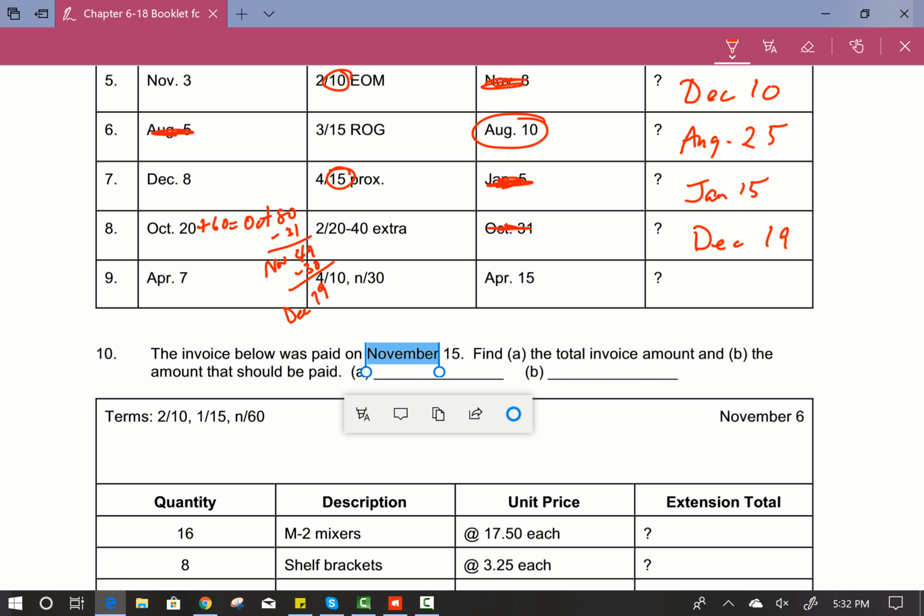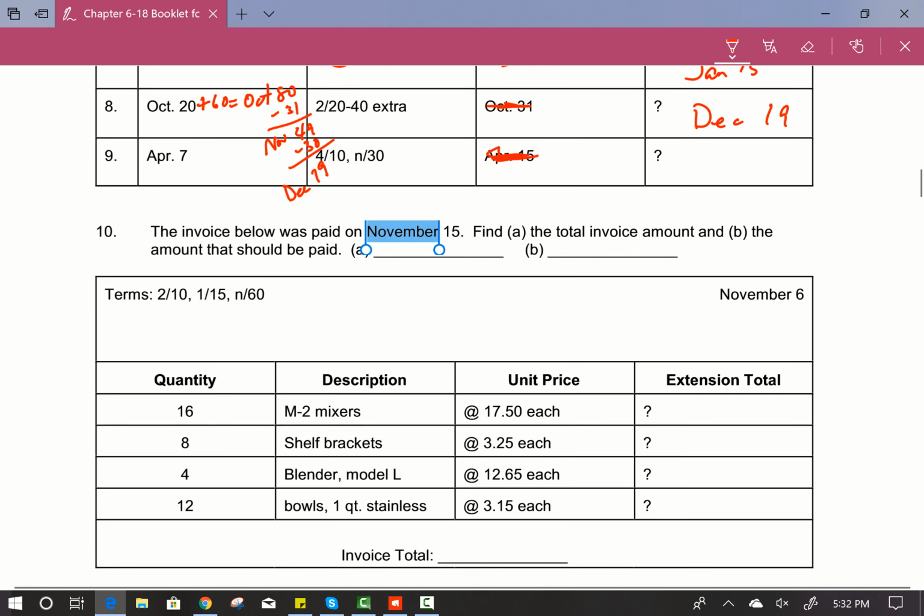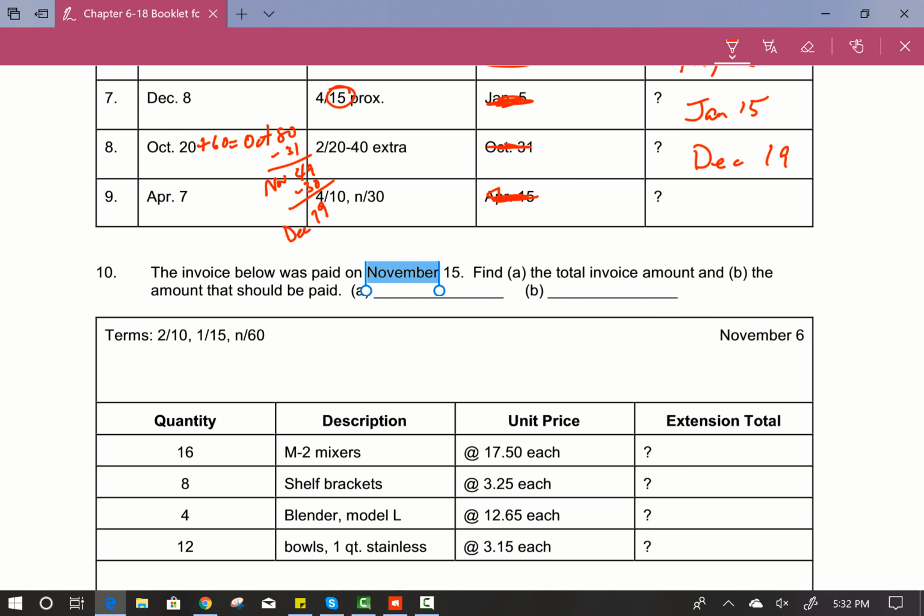April the 7th, we have terms of 4% discount within 10 days, and net is due in 30. So we're not going to pay any attention to the date that the goods are received. So the 7th plus the 10 days in the terms gives us April the 17th for the final discount date. Alrighty.